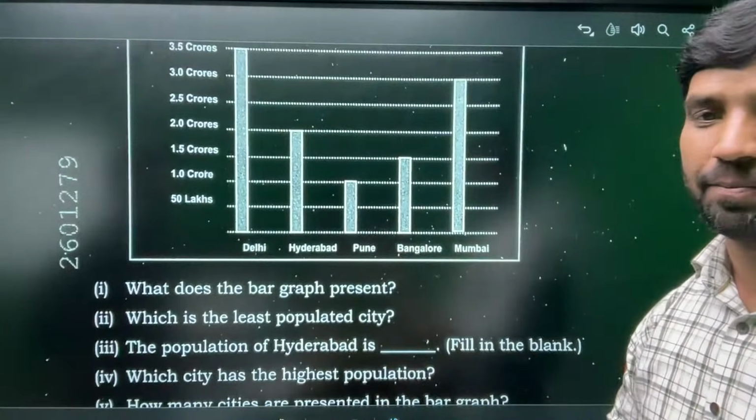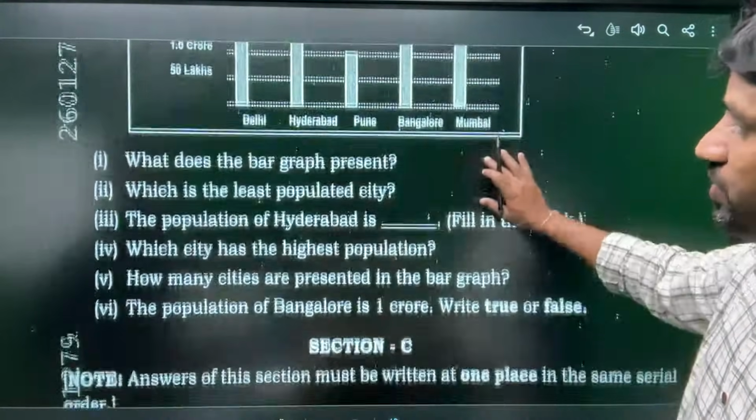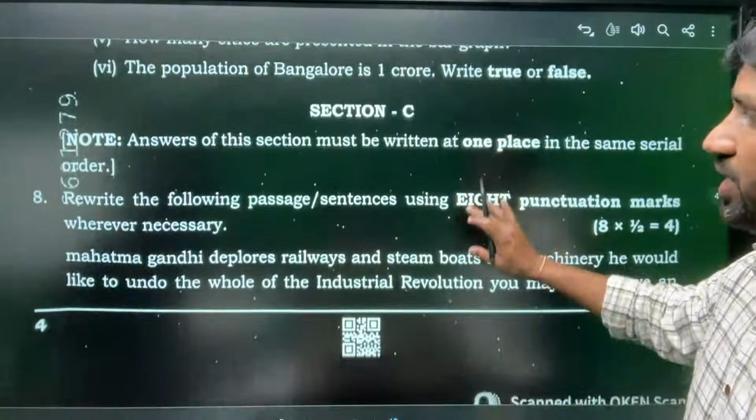Least population is Pune. See, the same answers, we get the same answers from there.